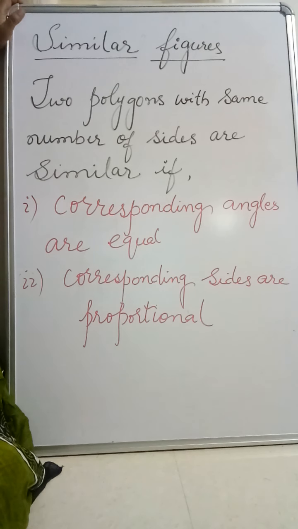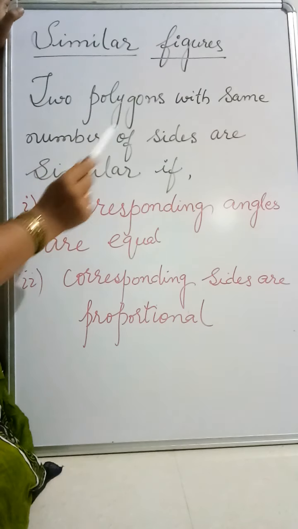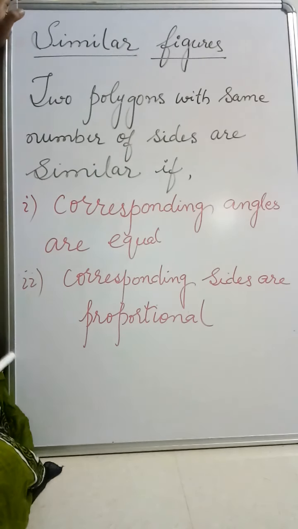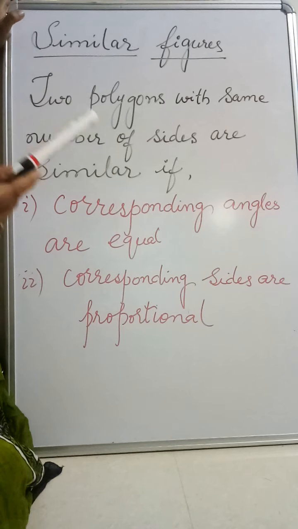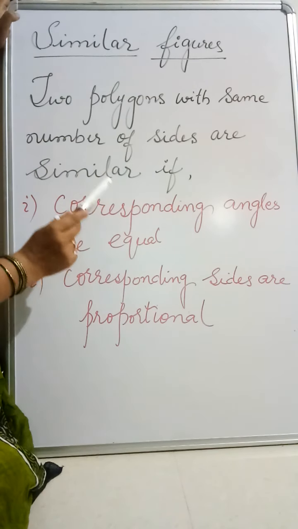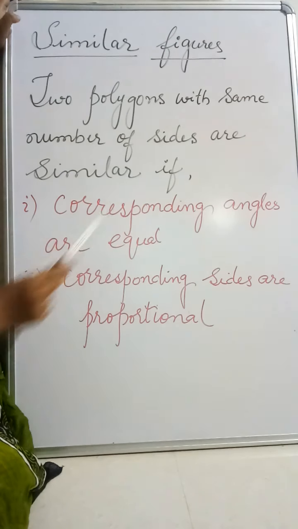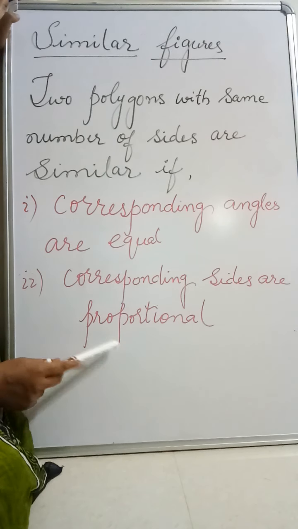So, what is a similar figure? Two polygons with the same number of sides. It's very important. You have to consider two polygons which have the same number of sides. If I consider a triangle, the other figure also must be a triangle. You cannot consider a triangle with a square. So, two polygons with the same number of sides are similar if, what is the condition? Corresponding angles are equal and corresponding sides are proportional.